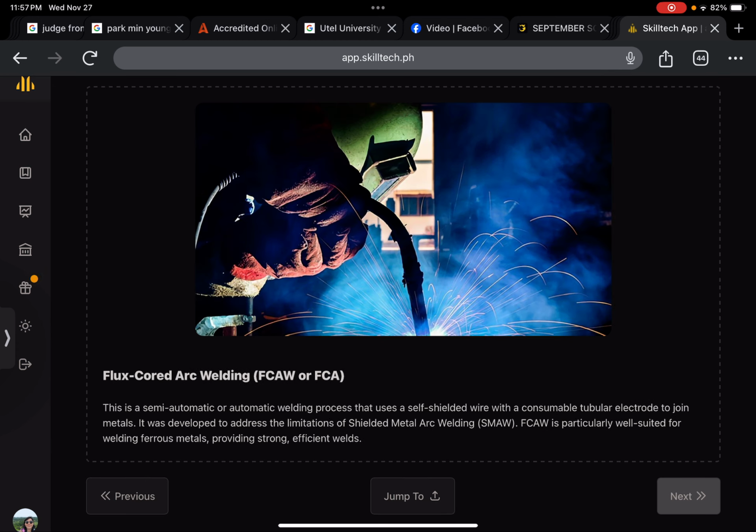You have the flux cored arc welding. This is a semi-automatic or automatic welding process that uses a self-shielded wire, a consumable tubular electrode, to join metals. It was developed to address the limitation of shielded metal arc, or the SMAW. So the FCAW is particularly well suited for welding ferrous metals, providing strong, efficient welds. That is the flux cored arc welding.